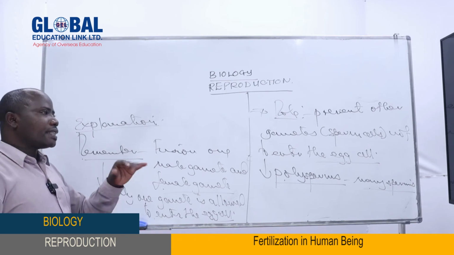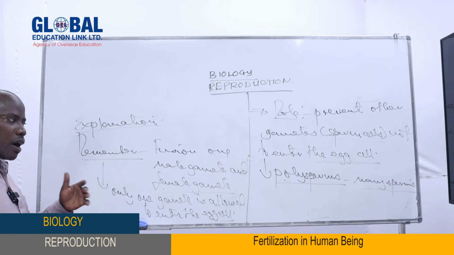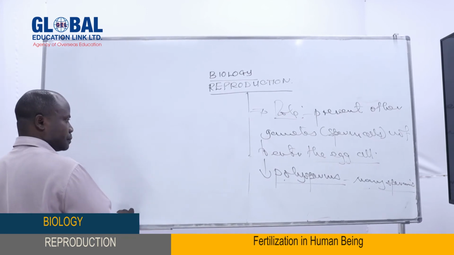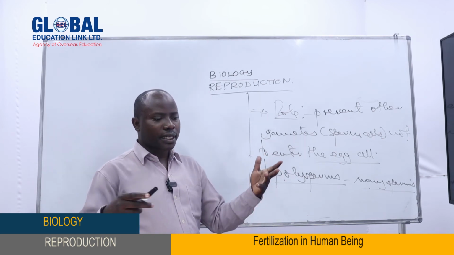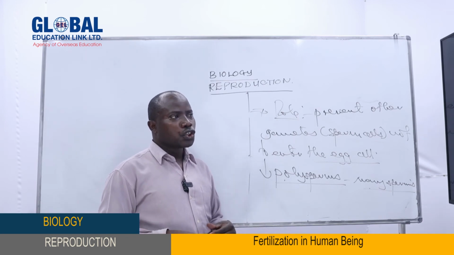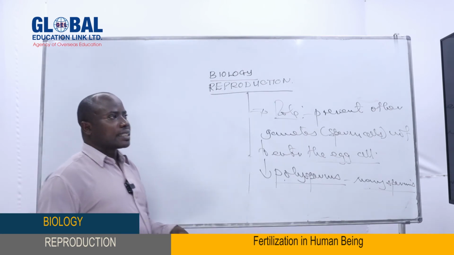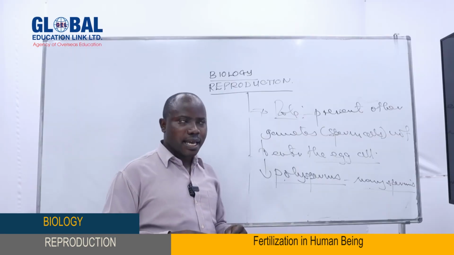Dear students, we have seen how the cortical reaction occurs and the significance of the cortical reaction as one of the processes leading to fertilization. Let me take you to question number four, so that you can see how different questions can be asked from this area, showing different aspects of fertilization in human beings. This question reads, describe the process that leads to fertilization. It means the process of fertilization involves different processes, which you are required to describe.